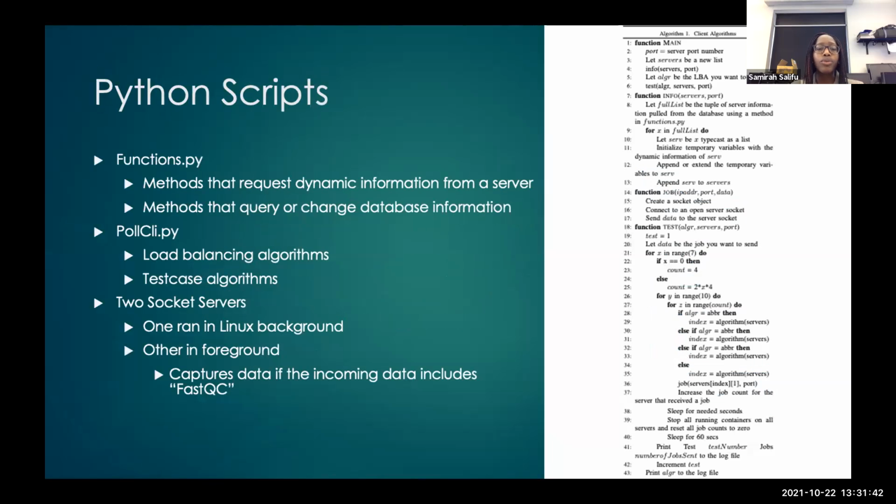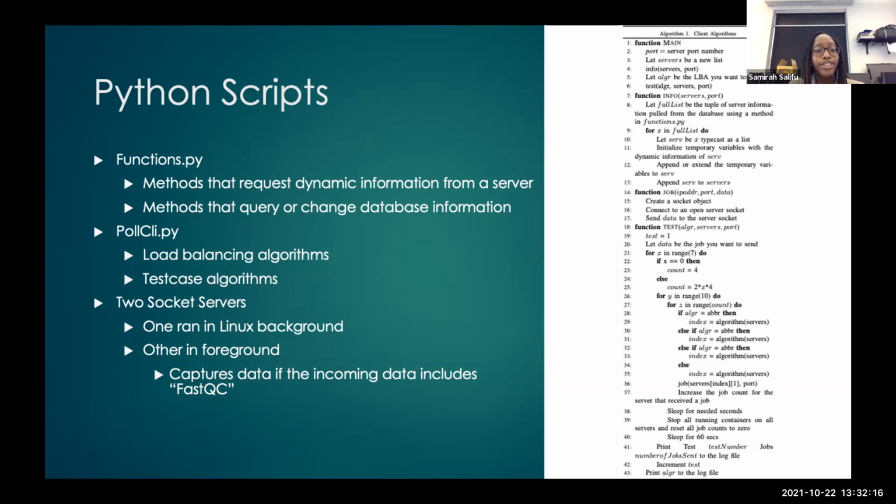There were a total of 4 Python scripts used throughout this experiment. The first one, functions.py, contained methods that requested dynamic information from one of the 4 servers. This could be disk space, network, 1-minute system load average, any of that information. That Python script also contained methods that queried or changed database information. One of the load balancing algorithms needed to change the job count, and the method to do that was in functions.py.